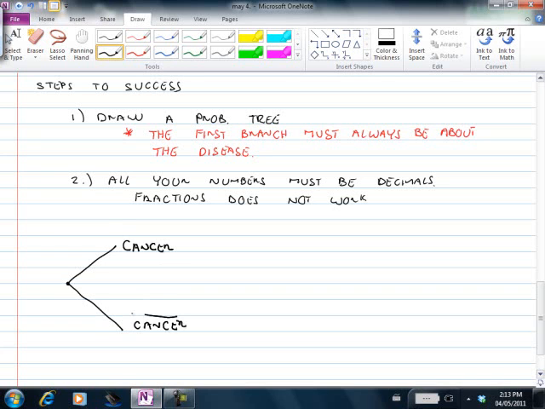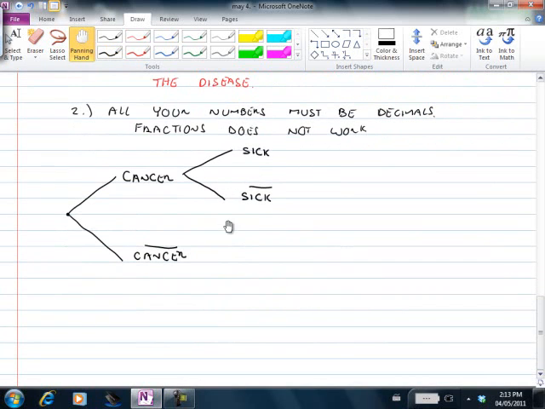So it's always about the disease, but now, if you have cancer and you go to the doctor to get tested, there are 2 outcomes. The doctor says you're either sick, which means you're positive, or you're not sick. If you don't have cancer and you get a cancer test, sometimes the test makes an error and says you have cancer, you're sick, or you're not sick. That's the first thing we're going to do: draw a tree. Our first branch must always be about the disease.